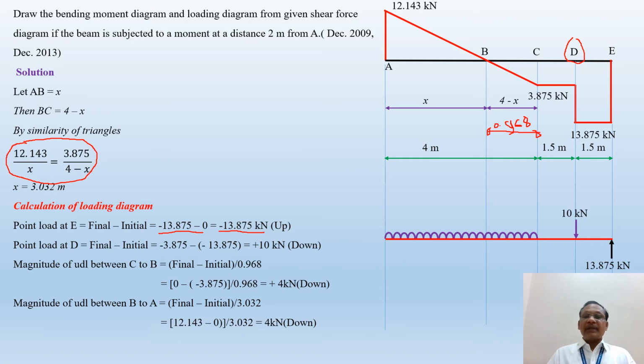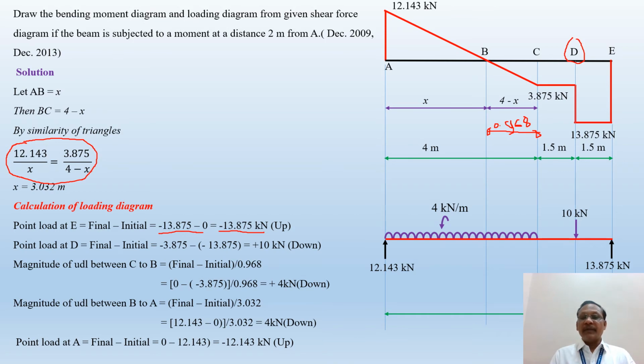Okay. Then lastly you find out the magnitude of the point load acting at A. The magnitude of the point load acting at A is equal to final minus initial. Final is 0 minus 12.143. So the final value is minus 12.143. The minus sign indicates that the point load is acting vertically upward. So in this way we can easily plot the loading diagram. Once we know the loading diagram, the remaining part becomes very simple. So from this loading diagram, we can easily plot the bending moment diagram.